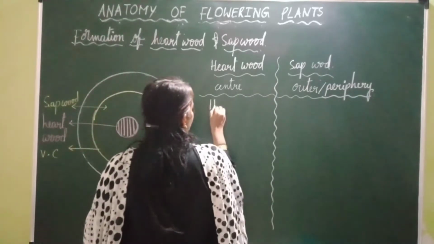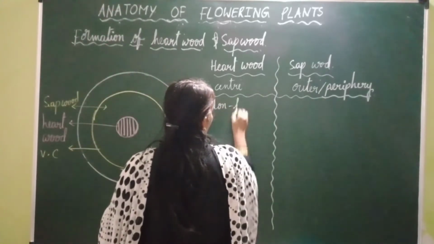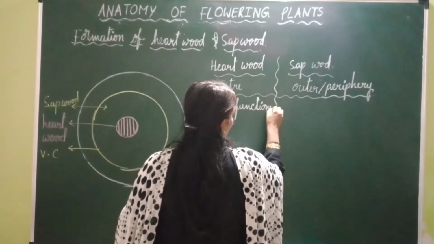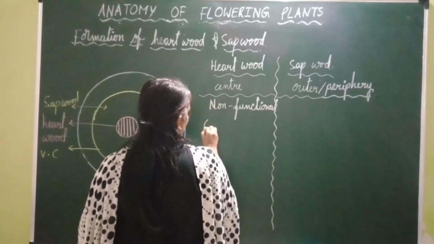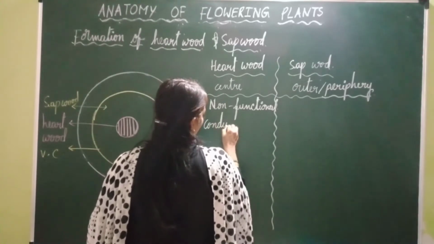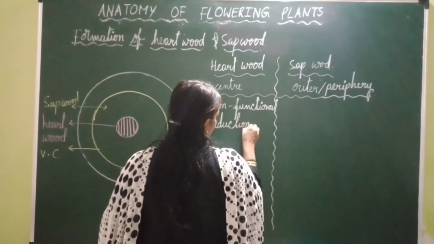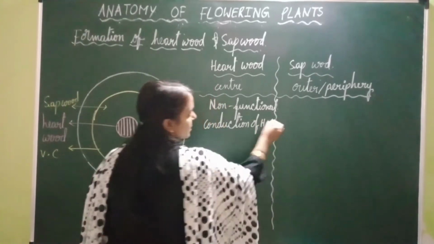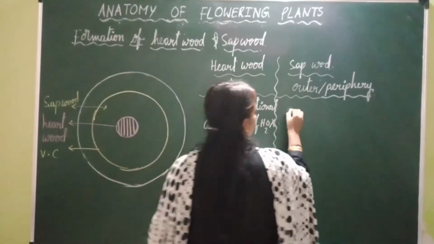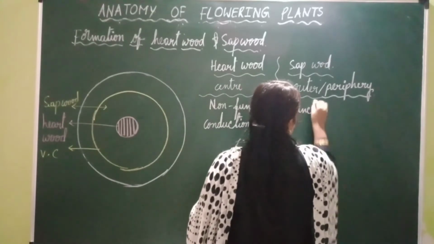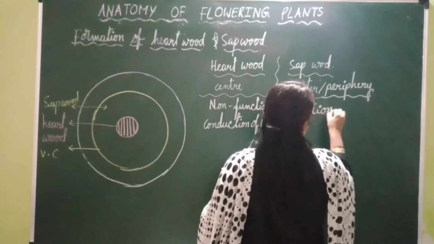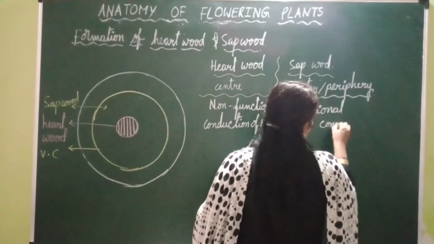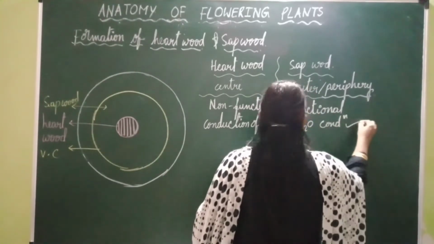So here heartwood is non-functional, and hence it is not involved in the conduction of water. So conduction of water, transport of water through this heartwood is absent, right? Whereas sapwood is functional. So it is involved in the conduction of water. So water conduction is carried out by sapwood, which is present towards the periphery, right?